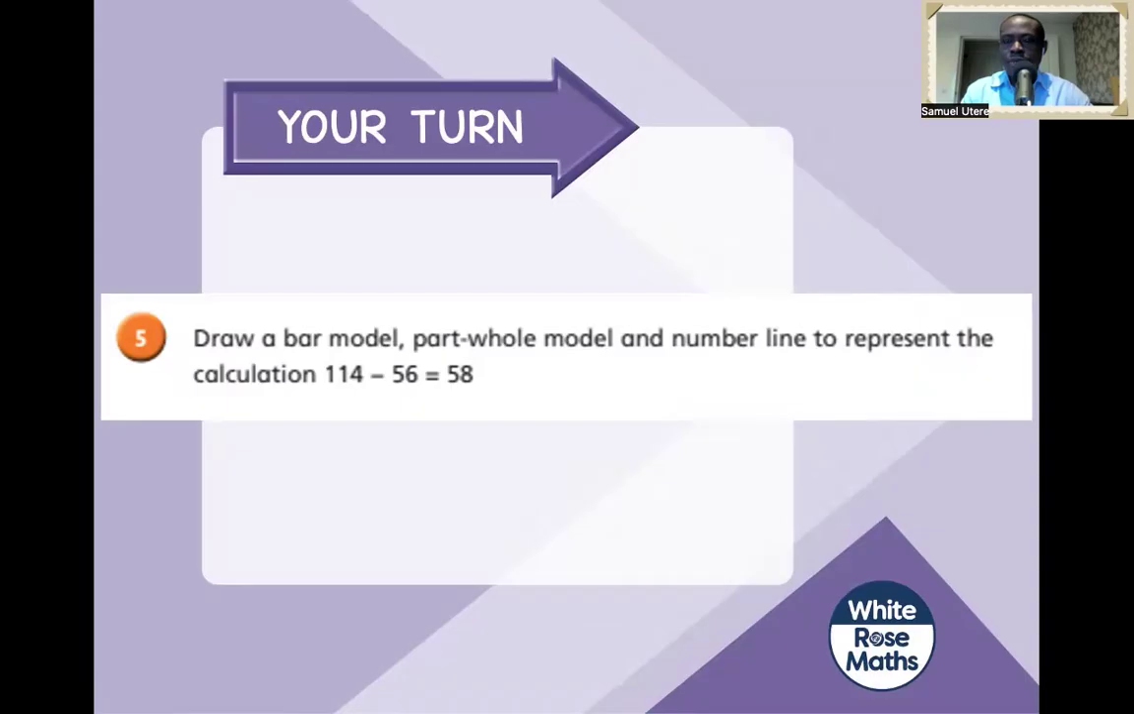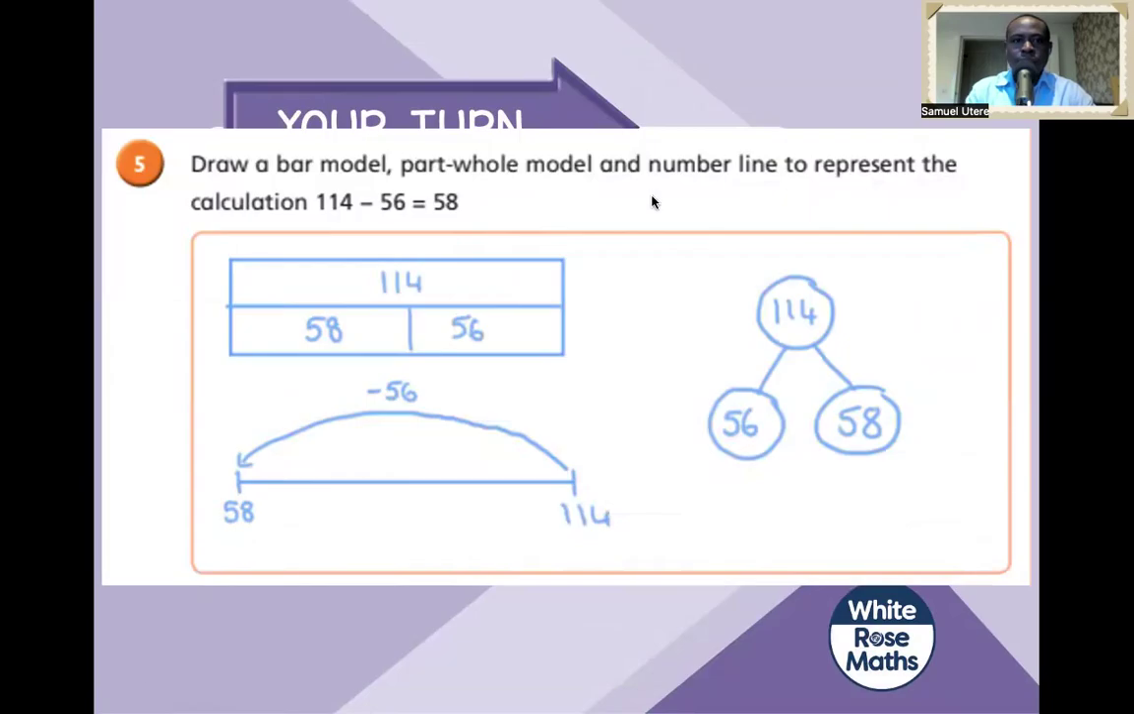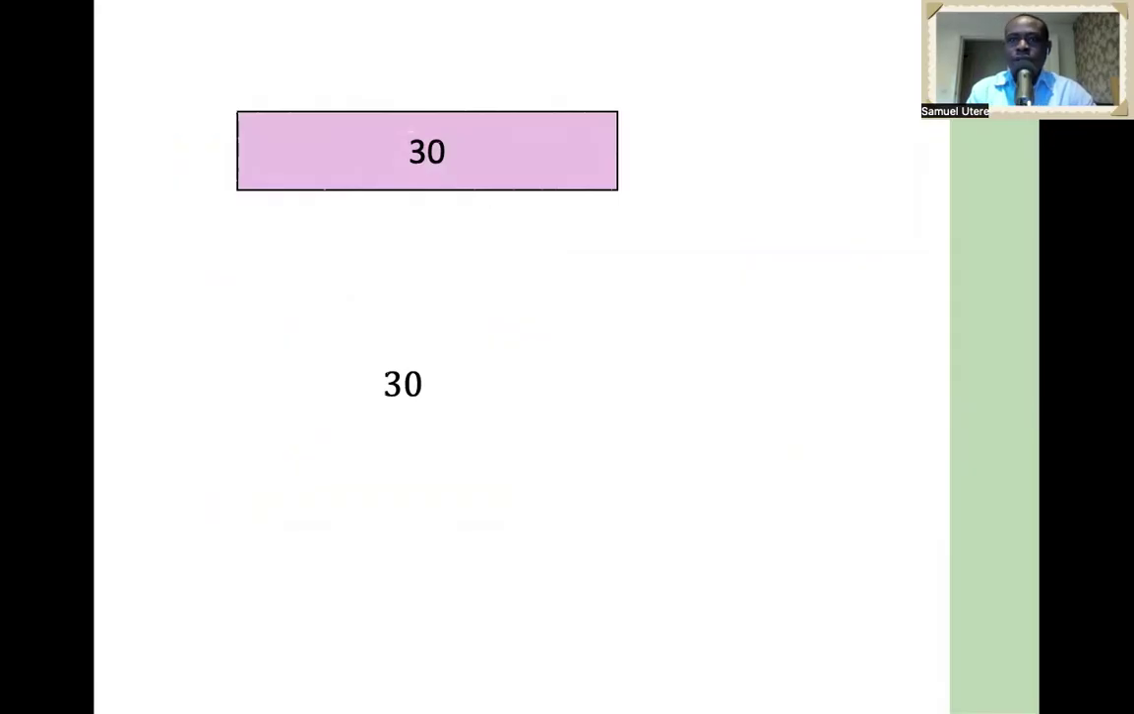All right, assuming you've paused the video and you've answered question 5, here are the answers. Let's discuss them. So here we were asked to draw a bar model, part-whole model, and number line to represent the calculation 114 subtract 56 equal to 58. Okay, you can see that's the number line form, that's the bar model, and that's the part-whole model. Well done for answering and practicing the questions for the first part of the lesson. Let's do some new learning.